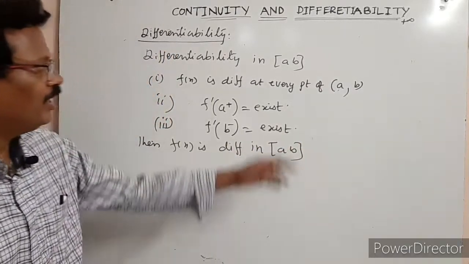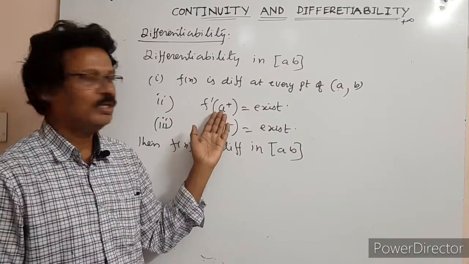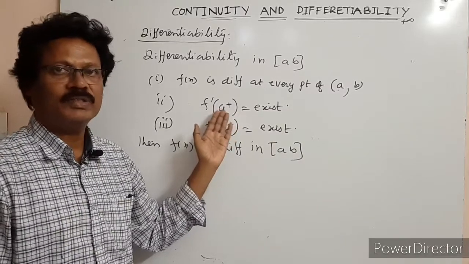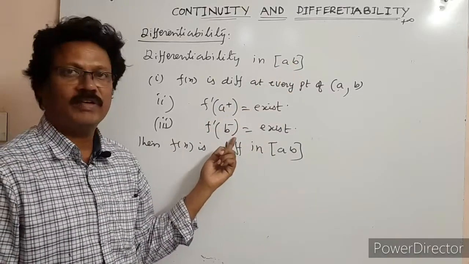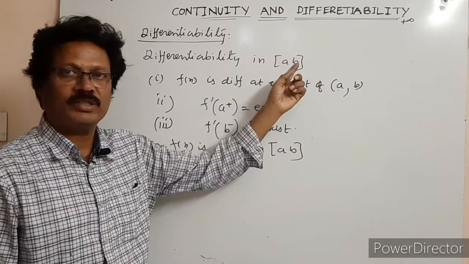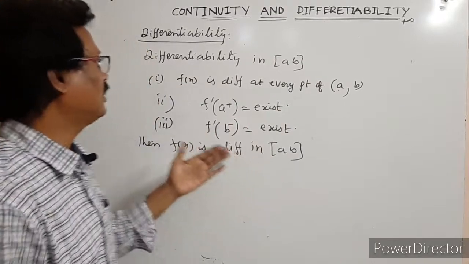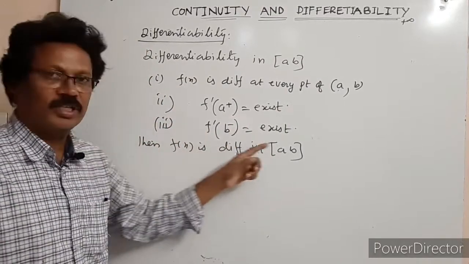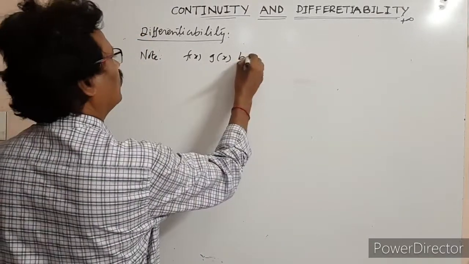Now here at x equal to a, we don't want the left derivative, only the right derivative is enough. At x equal to b, only the left derivative is enough, there is no right derivative needed at x equal to b. Then if these three conditions are satisfied, we can say f(x) is differentiable in the closed interval [a, b].